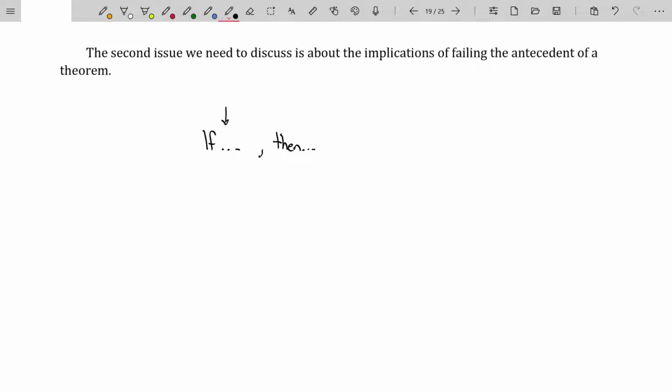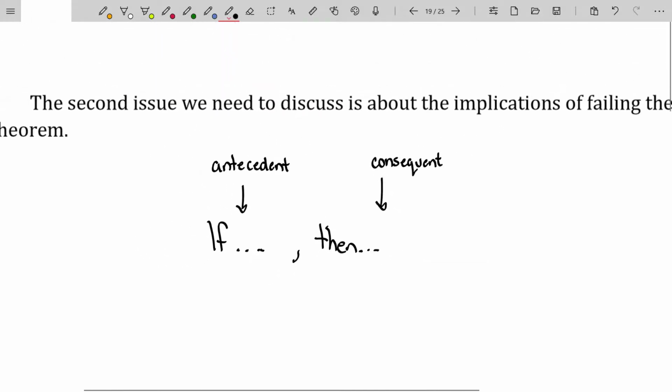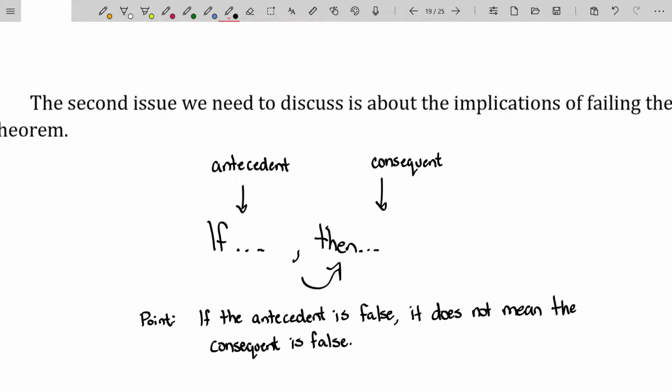The if part is called the antecedent. The then part is called the consequent. So the question is, what if the antecedent isn't actually true? What if somebody says, if it's raining, then it must be cloudy, and you walk outside and it's not raining? Does it mean it's not cloudy? No. If the antecedent is not true, you can't even begin to talk about the then part. So don't worry about the then part.